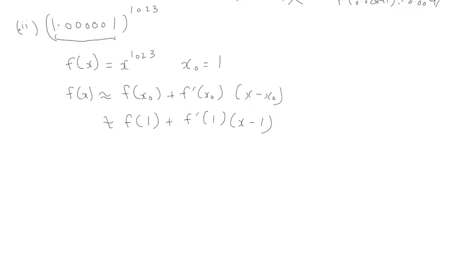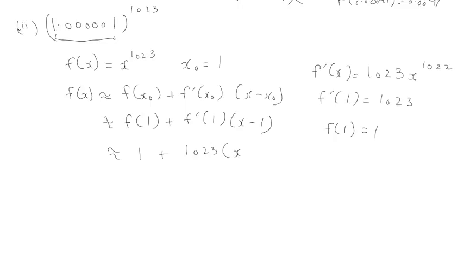But what exactly is f dash of x? We have f of x equals that, right? So we're just going to use the power rule here, and we're going to get 1023 times x to the power 1022, because 1 is going to be subtracted. F dash of 1 is simply going to give us 1023, because 1 raised to the power, well, a million would give us 1. It won't change anything, right? So that's just like playing along with it. And what does f of 1 give us? F of 1 gives us the exact same thing, 1 to the power 1023. So what I'm getting over here is 1 plus 1023 times x minus 1.